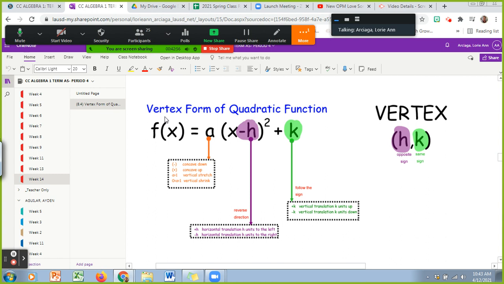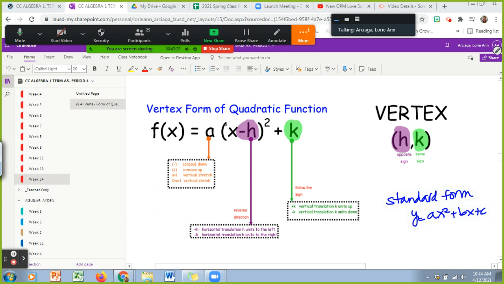Our goal today is to be able to graph the vertex form of a quadratic function. So why is it vertex form? Because it doesn't look like ax squared plus bx plus c. That's the standard form. Standard form is when you have the trinomial ax squared plus bx plus c, which sometimes becomes a monomial or a binomial. That's what we talked about.